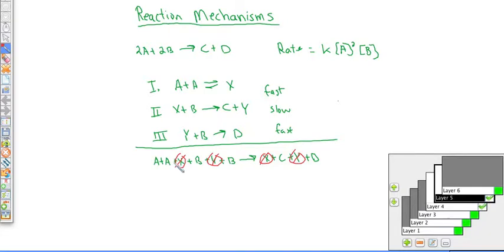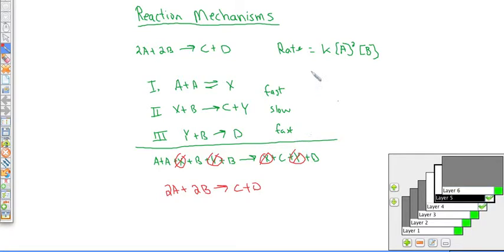All right, now I'm going to go ahead and rewrite this. So I have 2A plus, and I got 2 B's. 2A plus 2B goes to C plus D, and that matches. So that's kind of one way of checking your reaction mechanisms. They may ask you if these reaction mechanisms will work or which one doesn't belong. So that's sort of how you do it. In a way, you just kind of set it up like an addition problem.